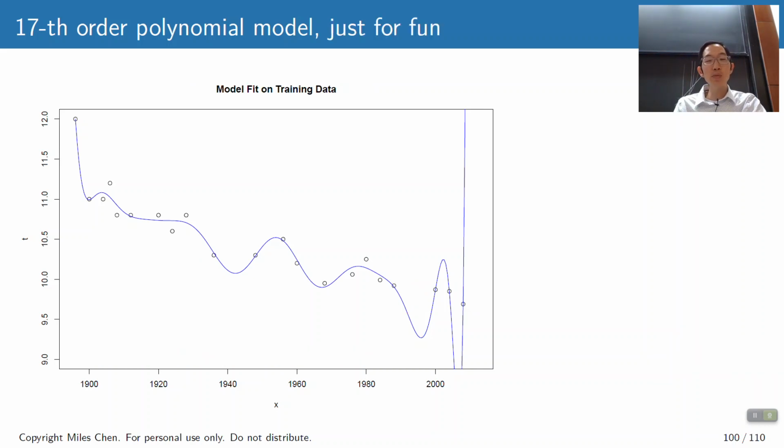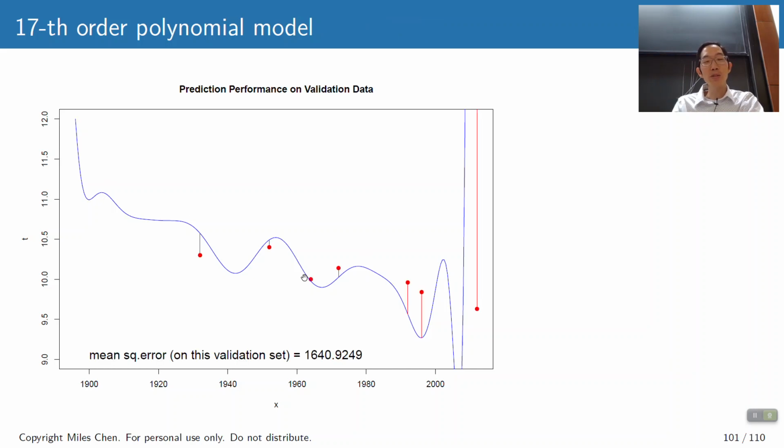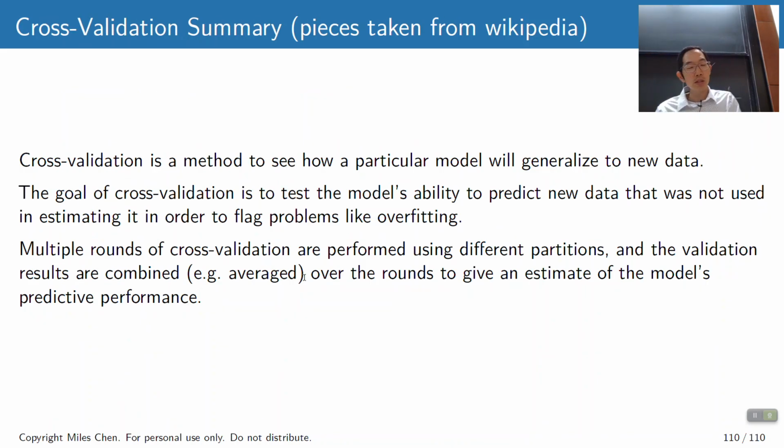If our only metric was to minimize the squared error, we might be tempted to say, hey, this model does really good because it predicts all of these data points really well. But the truth is, it doesn't generalize well to new data points. Cross-validation helps us avoid that kind of situation. Multiple rounds of cross-validation are performed using different partitions. The validation results are combined. And then we do multiple repeats of cross-validation itself to help smooth out the issues of having randomness.